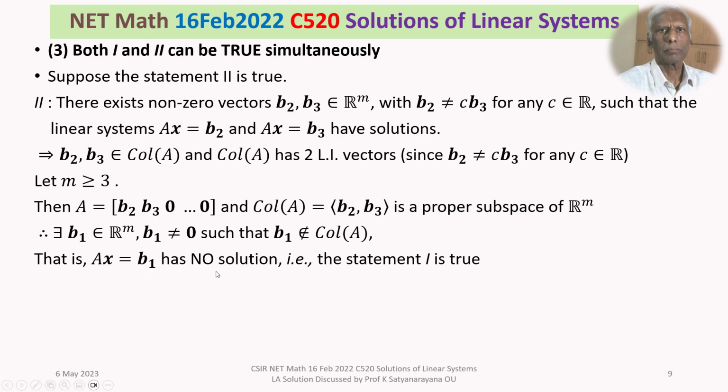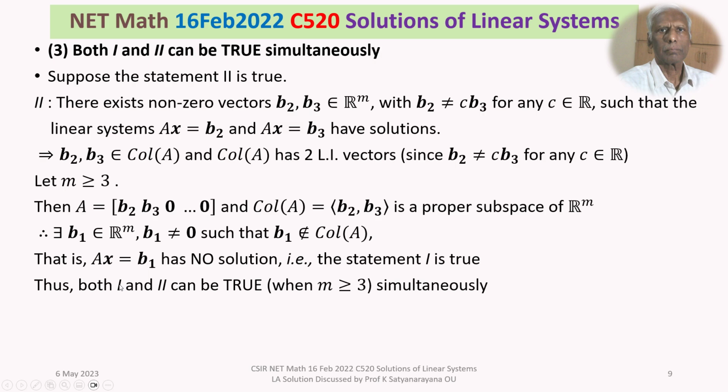Ax is equal to b1 has no solution means this is statement 1. So statement 1 is true. Thus, both statement 1 and statement 2 can be true. In what context? When m is greater than or equal to 3, simultaneously. In this situation it can be true simultaneously. So that will give you option 3 is true.